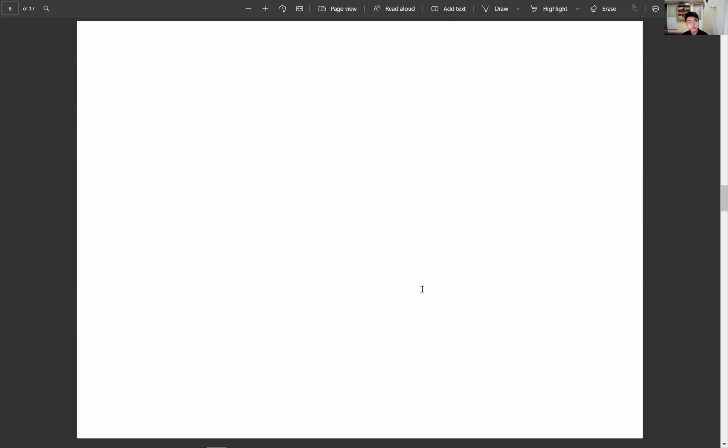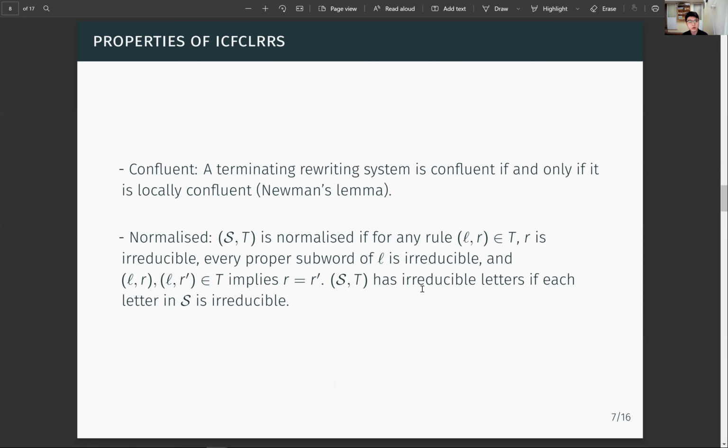Okay, so that's Newman's lemma. We can use local confluence to easily check for confluence and reduce computation time. And so next we have normalized. This is also a definition from Adler and Pickett's paper.